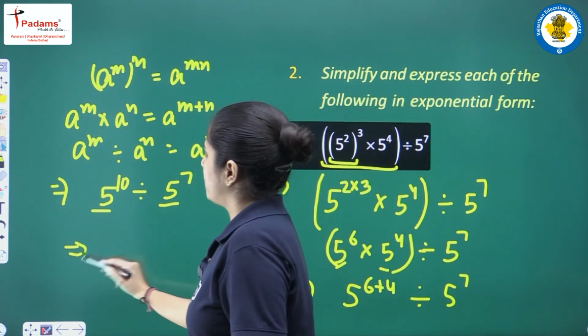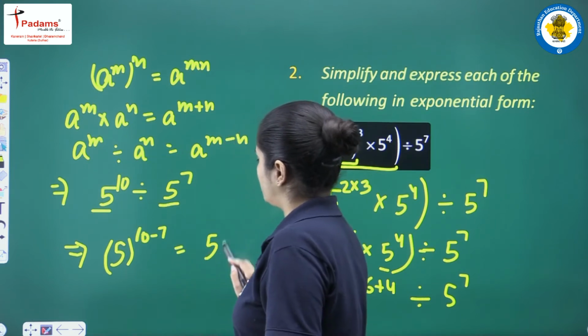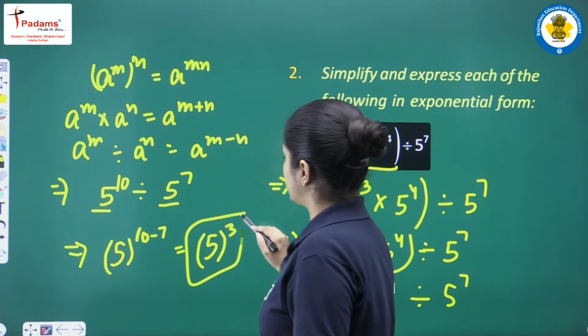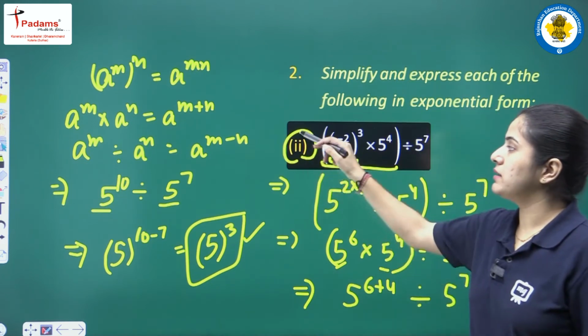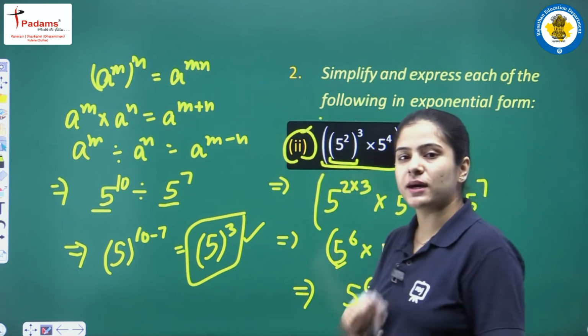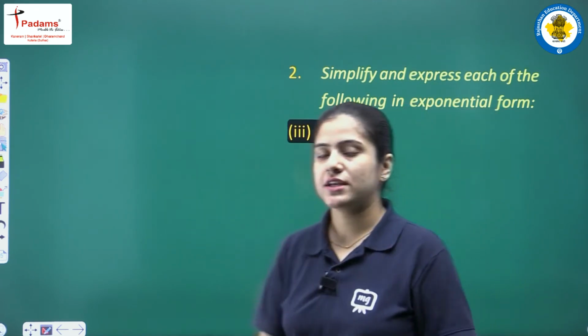So students, 5 raised to power 10 minus 7, that is 5 raised to power 3, and this is your answer. All right students, and with this our second part is complete. Looking at your third part students, now what is that? 25 raised to power 4 divided by 5 raised to power 3.